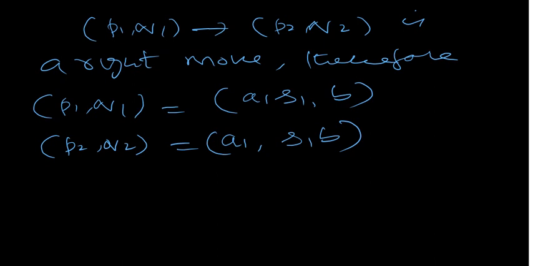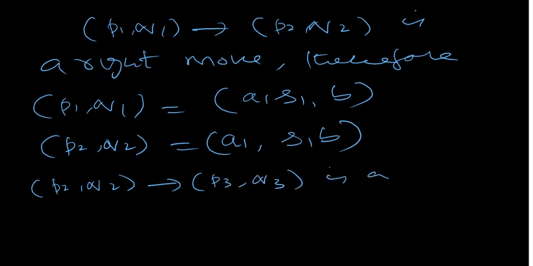Next move is a left move. So P2 Q2 goes to P3 Q3 by a left move. Left move means that S is with Q2. We have a factorization from Q2 actually, with P2 as it is. What's P2? P2 is actually A1.